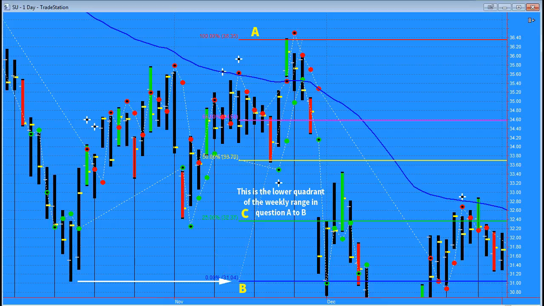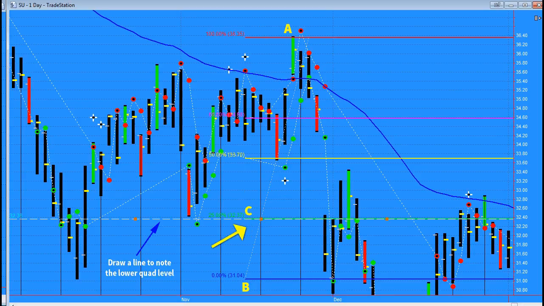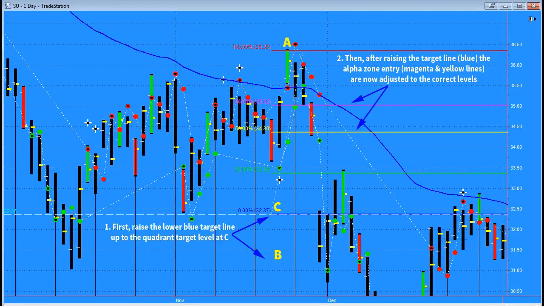This identifies the lower quadrant of the A to B range as C. Next, I use a line drawing tool to superimpose a line at the price level identified as the lower quadrant. In this case, I drew a white dashed line at C. Then I re-anchor the blue line from B and move it up to the C level.